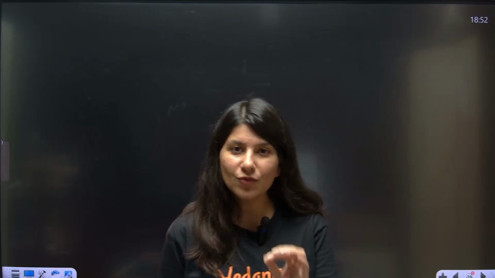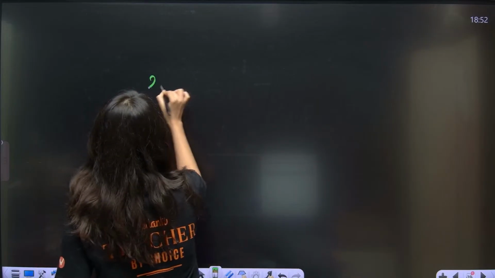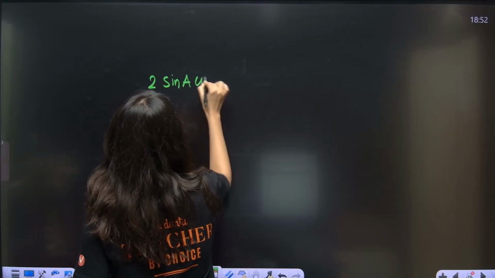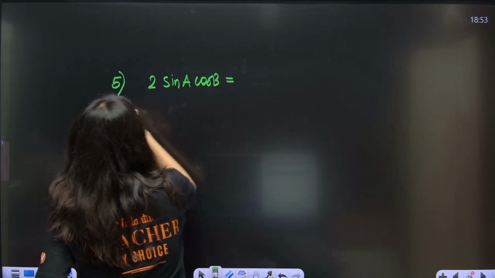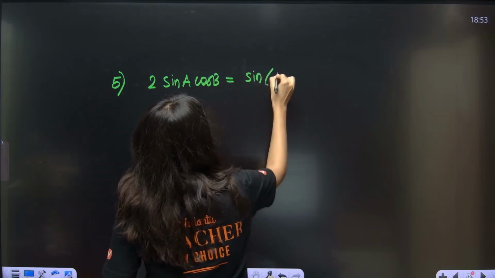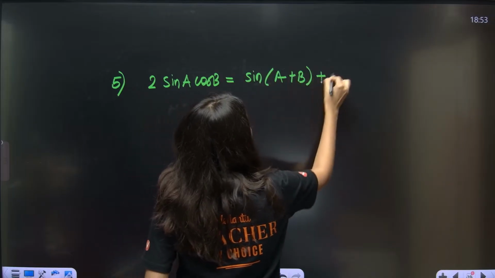Now listen. The formulas for sin C plus sin D, sin C minus sin D, cos C plus cos D, cos C minus cos D are done. Now I need to introduce 4 more formulas, which start with 2 sin A cos B. So this is the 5th formula: 2 sin A cos B is sin (A plus B) plus sin (A minus B).